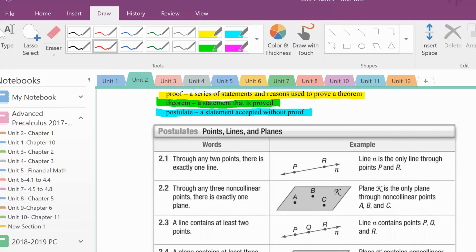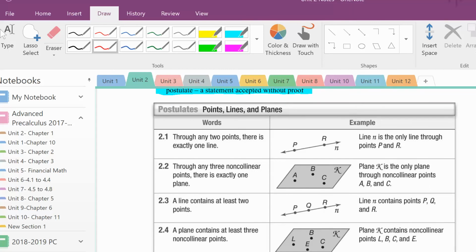And the first postulate is through any 2 points, there is exactly one line, meaning if you put 2 points anywhere in space, you can draw one line. Through 3 non-collinear points, there's exactly one plane. So through any 3 non-collinear points, there's exactly one plane. That's something we just assume to be true.